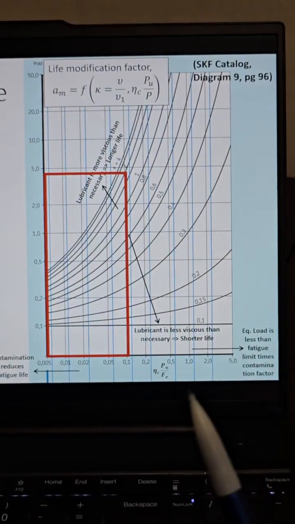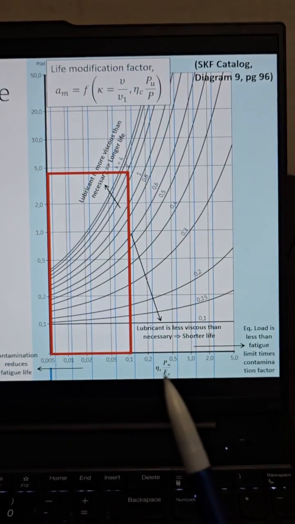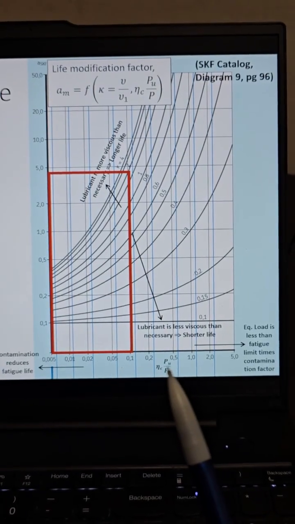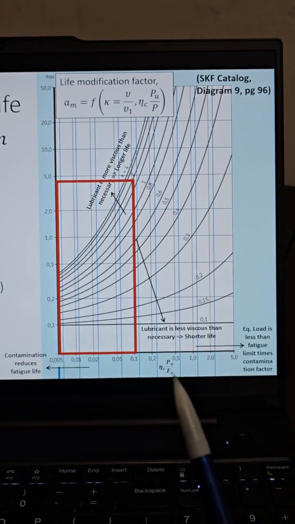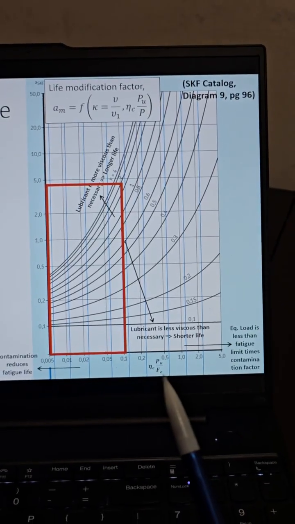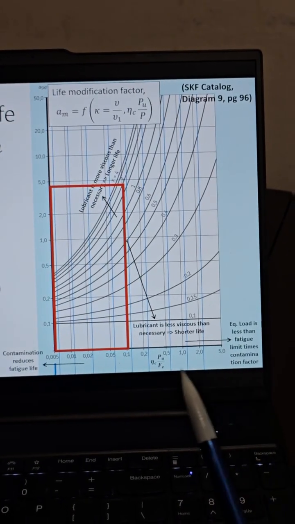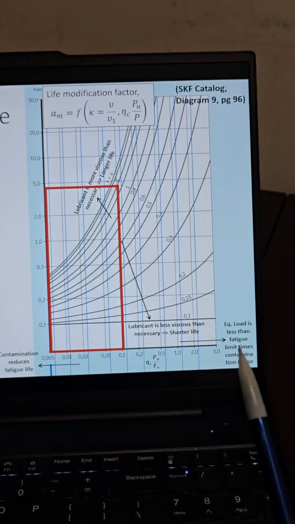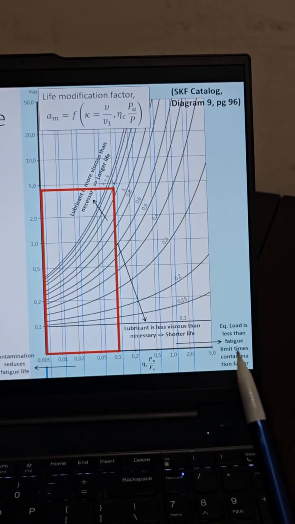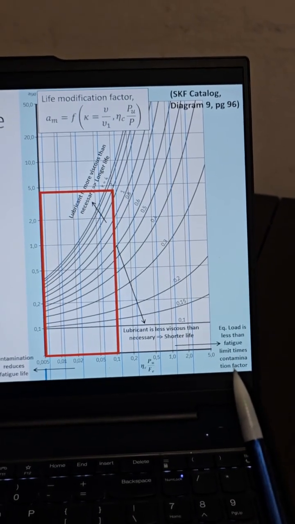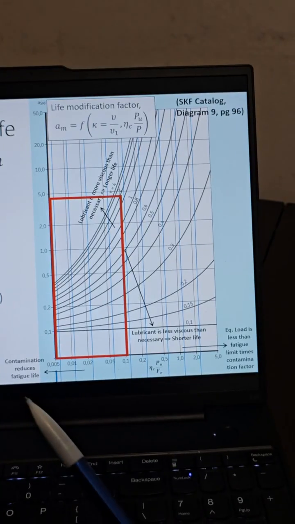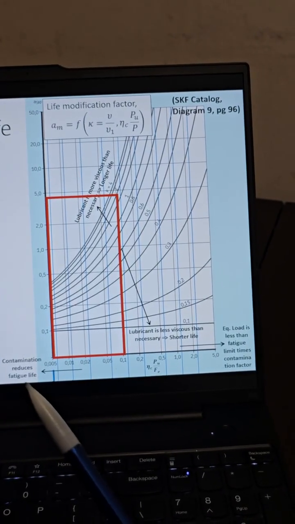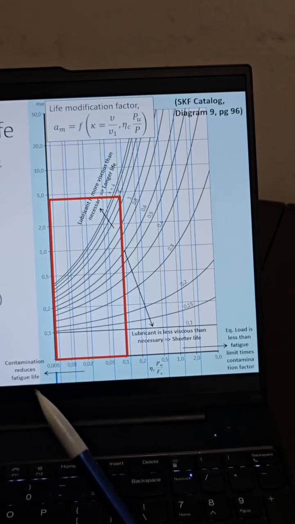Here's my chart. This is the contamination times the ratio of the unlimited fatigue life over the equivalent dynamic bearing load. If we keep going over to the right, the equivalent load is less than the fatigue limit times the contamination factor, so you can get lots of fatigue life. If you go to the left, contamination is really bad, so you get a lower fatigue life.